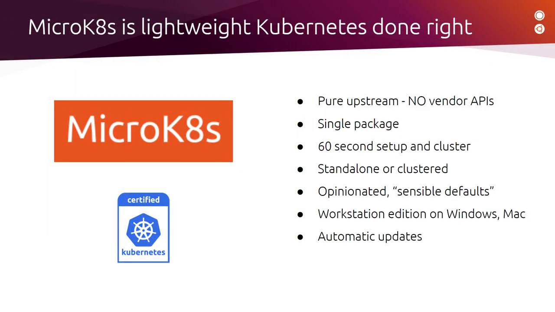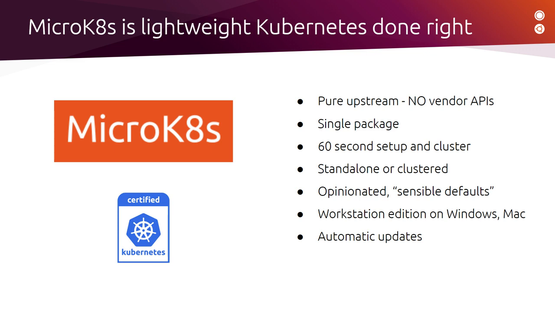Let's start by defining MicroK8s. It is a lightweight, pure upstream Kubernetes aiming to reduce the barriers to entry for K8s and cloud-native application development. It comes in a single package that installs a single node or standalone K8s cluster in under 60 seconds. You can also use it to create a multi-node cluster with just a few commands.